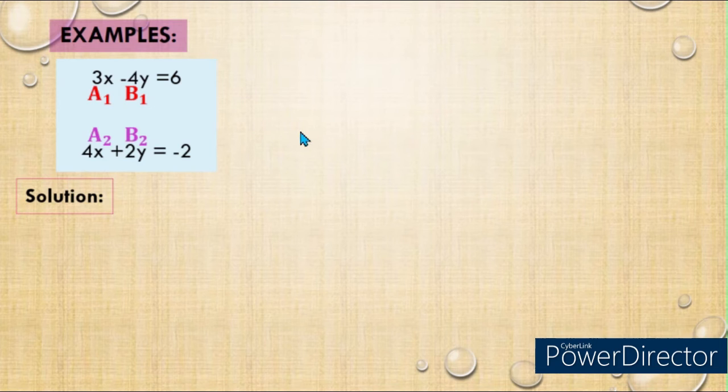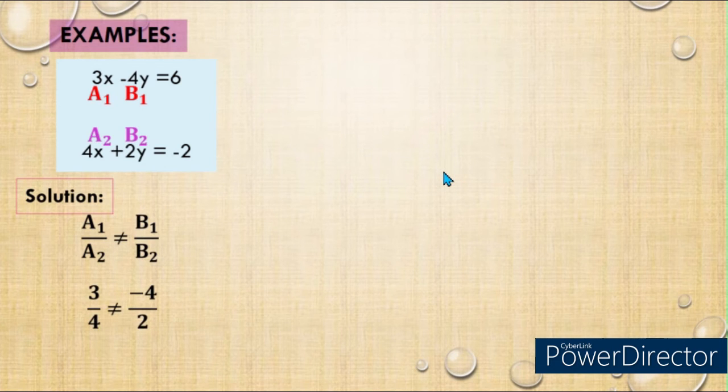Okay, so we have to use a sub 1 divided by a sub 2 is not equal to b sub 1 divided by b sub 2. So, substitute lang po natin. So, we have 3/4 is not equal to negative 4 over 2, or 3/4 is not equal to negative 2, meaning it has one solution. The system has one solution.